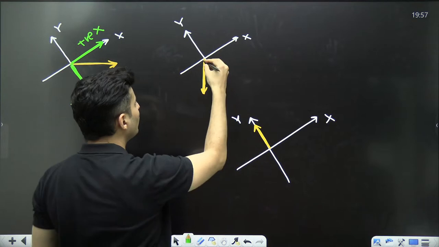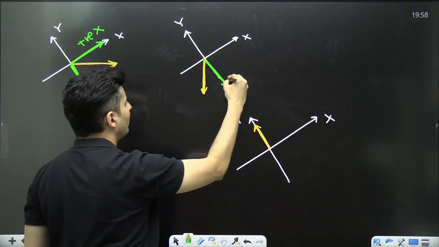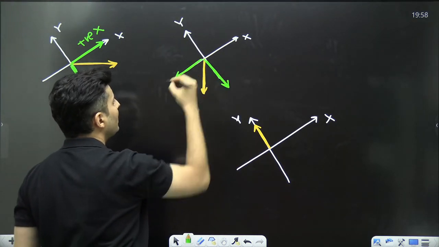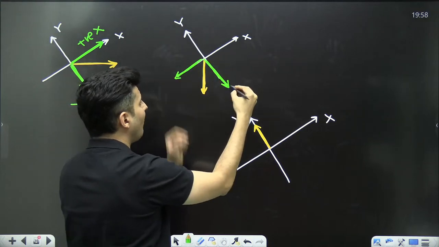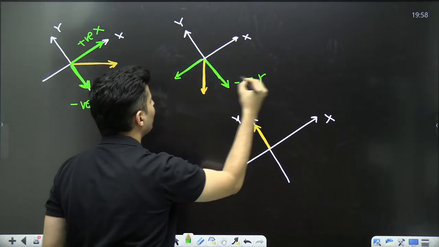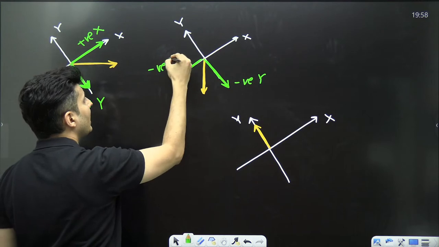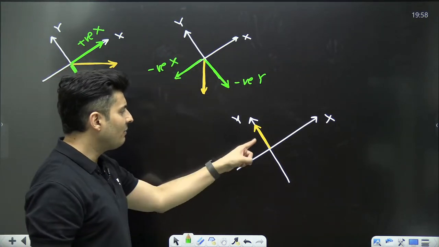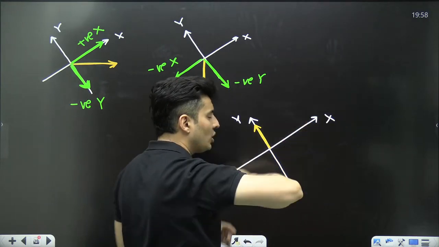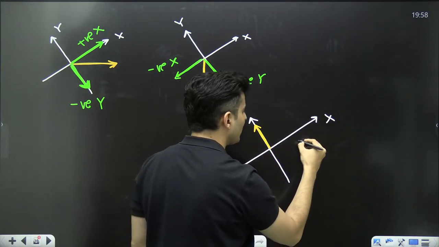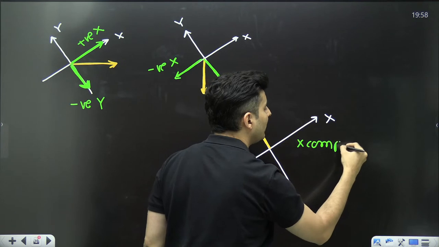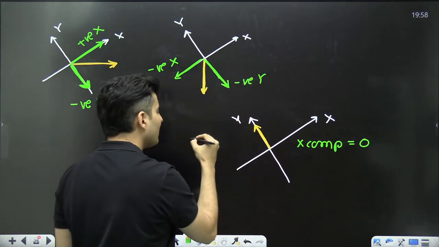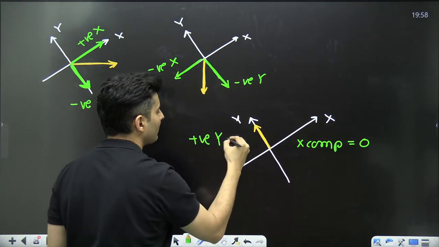What about this one? This can be split into two parts. One component here and one component here. This is opposite to y, so it is negative y. This is opposite to x, so negative x component. So this is negative x component, correct? Same way over here, there is nothing in x. Don't have to split anything. So here, the x component will be 0. Here, the positive y component remains.